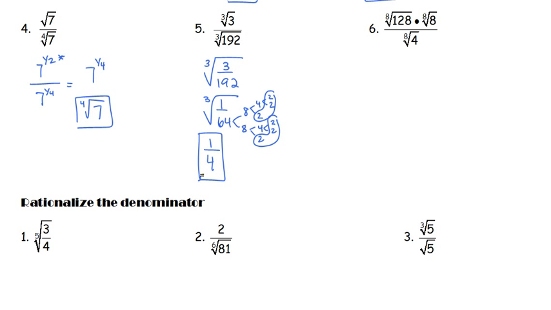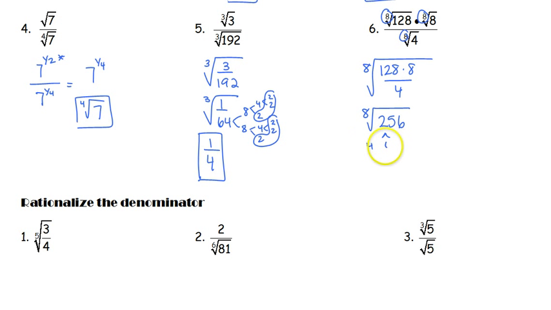Number 6, all of them have the 8th root, so again, I'm going to put them all under one big radical, 128 times 8 all over 4. When I multiply 128 times 8 divided by 4, it works out really nicely. I get 256.